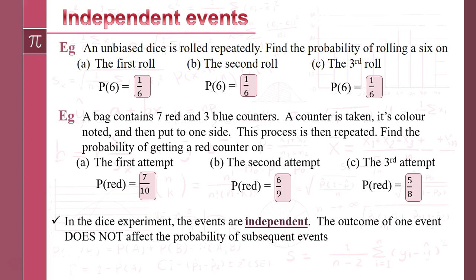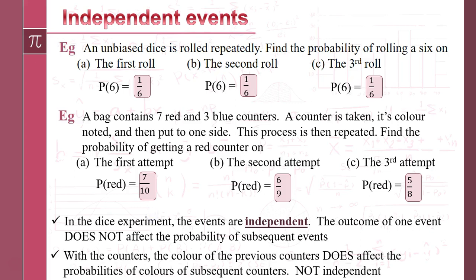So what we're saying is in the dice experiment, the events are independent. The outcome of one event doesn't affect the probability of subsequent events, whereas in the counter event, clearly what you get first time does affect what happens next time. If we'd got a blue first time, that would have affected our probability of getting a red second time, and so on. So it does change the probabilities, so the counter example is not independent.